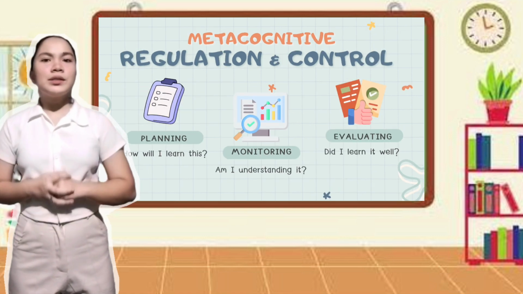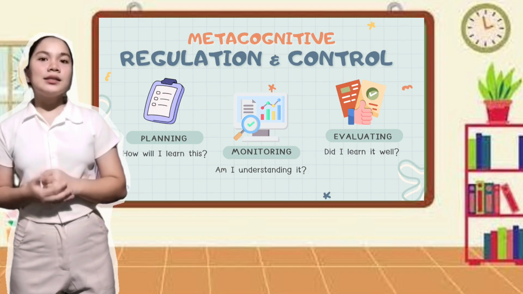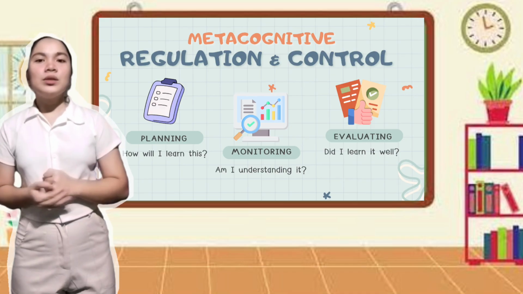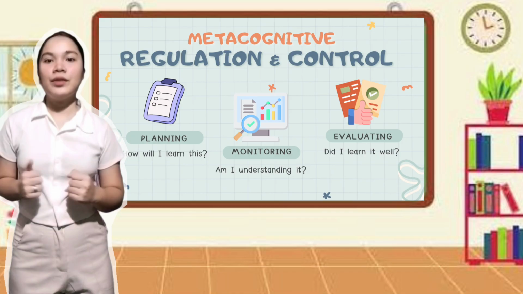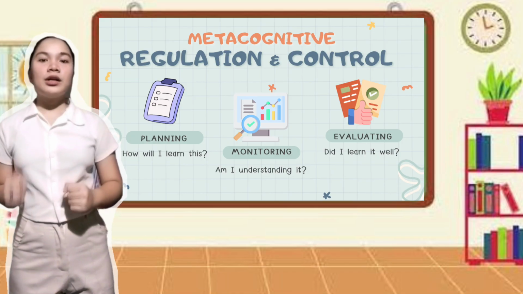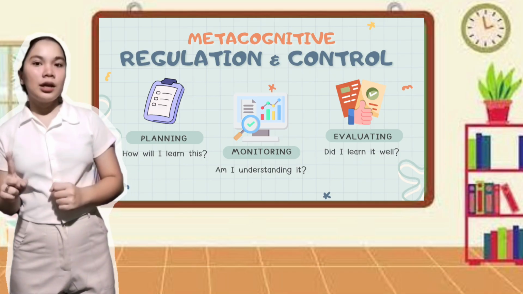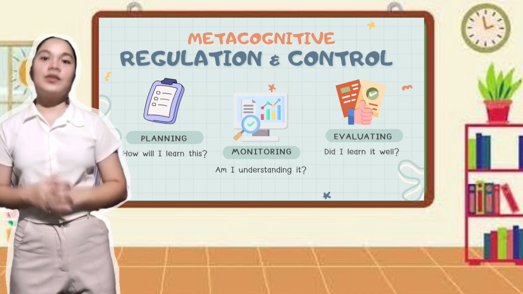Now, let's proceed to metacognitive regulation and control. This is all about how we manage our learning. It means we don't just learn, we also think about how we learn, and we make smart choices while studying. There are three important parts. These are planning, monitoring, and evaluating.